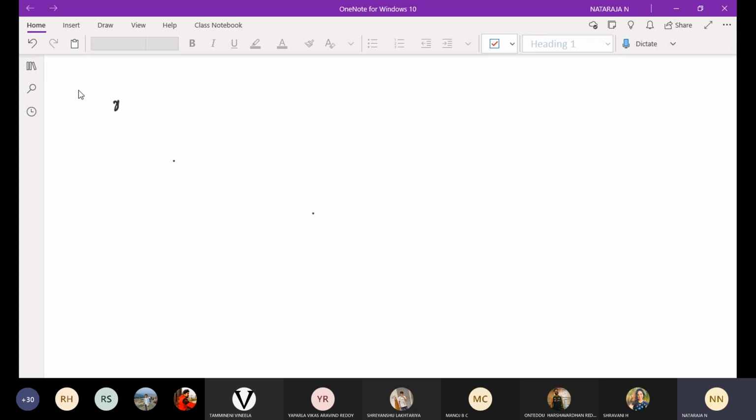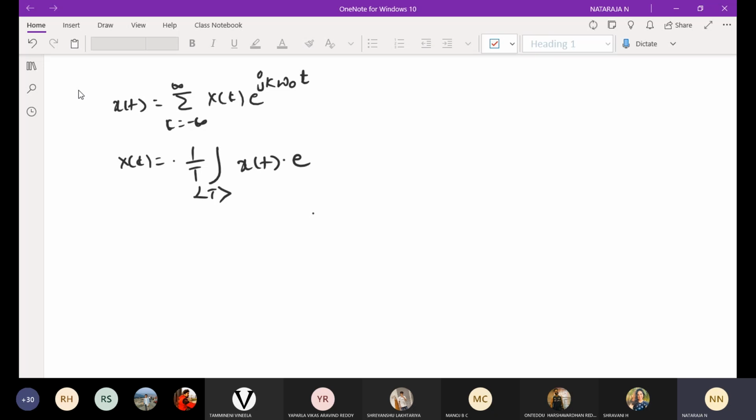If I get x of t is equal to summation k is equal to minus infinity to infinity x of k e power j k omega naught t. What are the changes? Here x of n is replaced by x of t. Here e power j k omega naught t will be changed. Then x of k is equal to 1 over T integral over a time period x of t into e power minus j k omega naught into t.